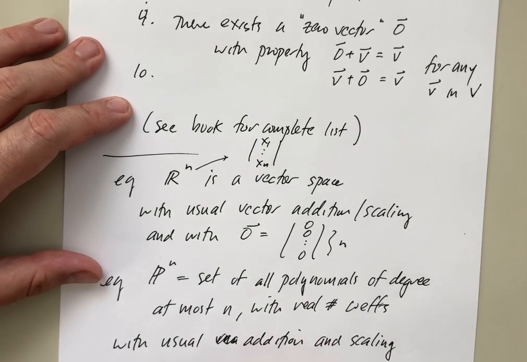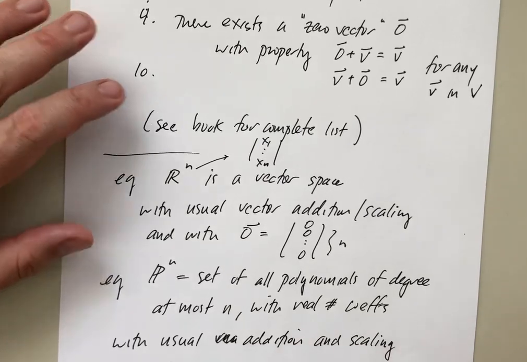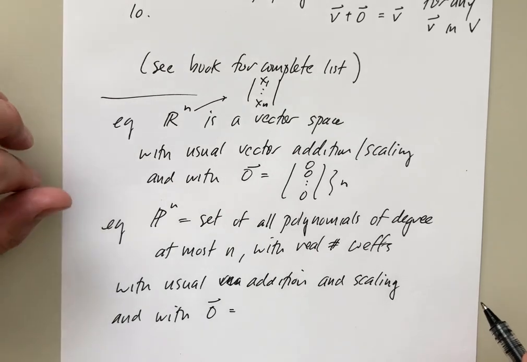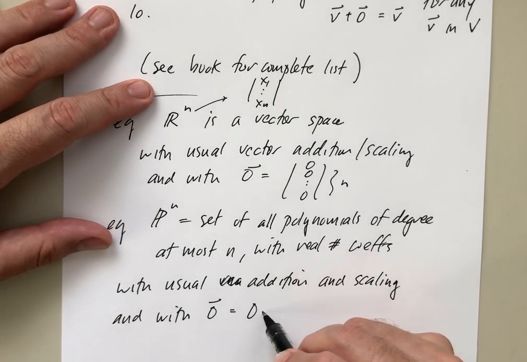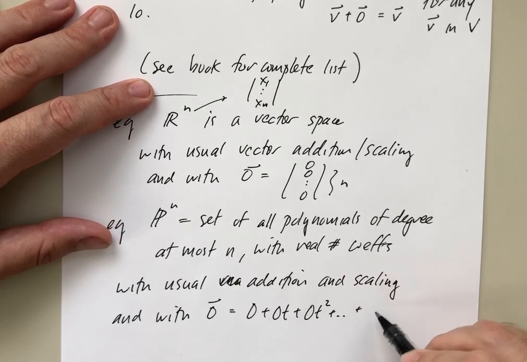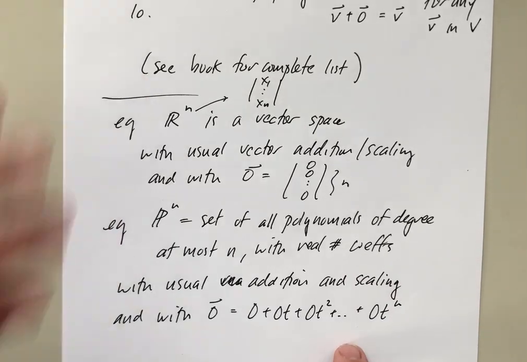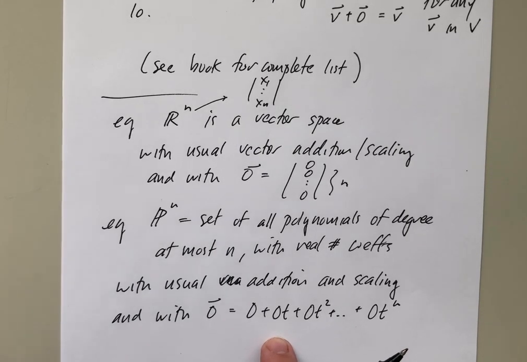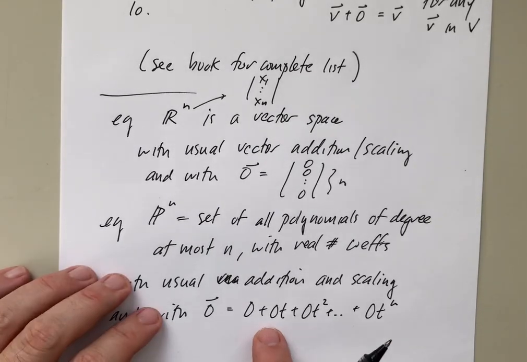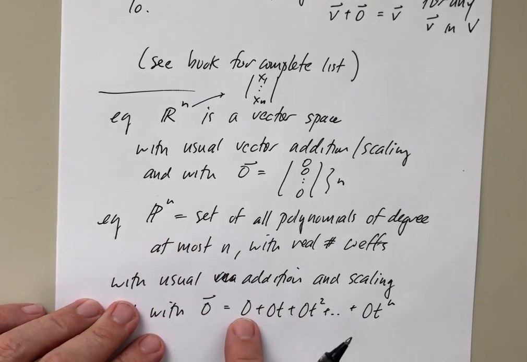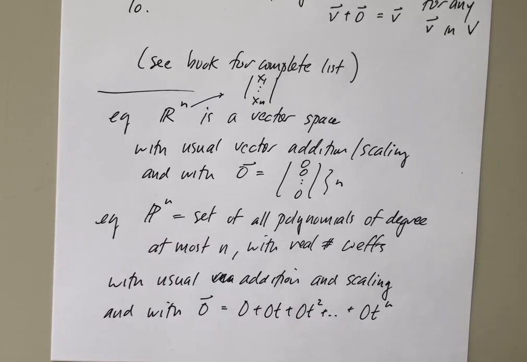And what's the 0 vector here? The 0 vector is going to be a polynomial that doesn't do anything when I add it to a new polynomial. So it's going to be 0 plus 0t plus 0t squared plus up to 0t to the n. So this is a polynomial. I should say that a polynomial always has this unknown, this variable. I'm going to call it t here. So if I'm in degree at most n, I want to take the polynomial that has zeros everywhere.